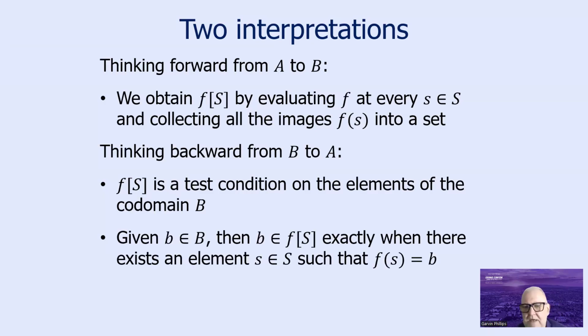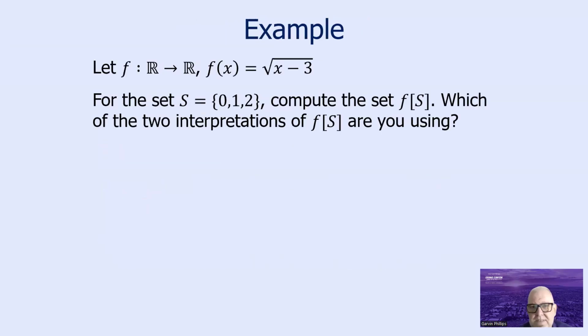So if we're given the B, we then check it and find out that there exists exactly one element in our S such that f of S goes to B. Again, if there's two elements that go there, we're in trouble. So interpretations matter. Here we have an example.